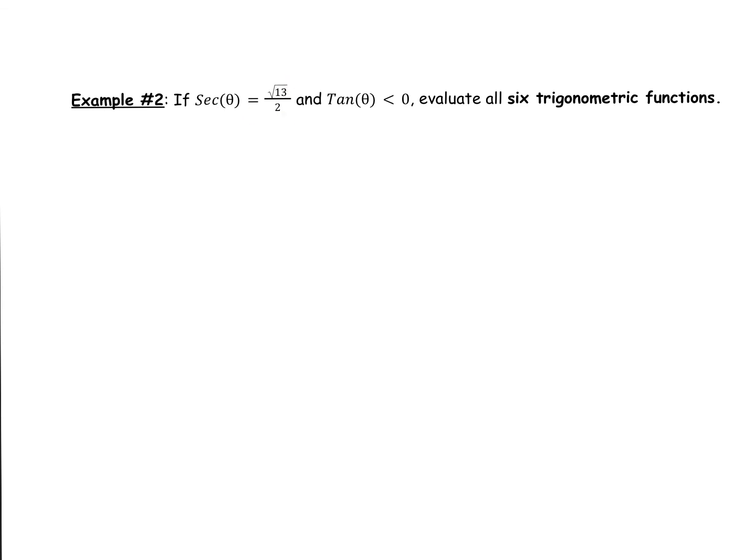So what I need you to pull from this is that secant of theta is actually positive, right? Because it's a positive rad 13 over 2. And we know the reciprocal function of secant is cosine, so cosine of theta will also have to be positive. And then tangent of theta being less than 0, remember that less than 0 values mean negative. So this one tells me that tangent has to be negative.